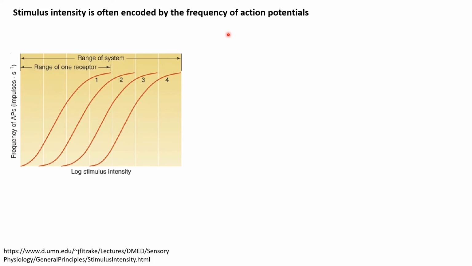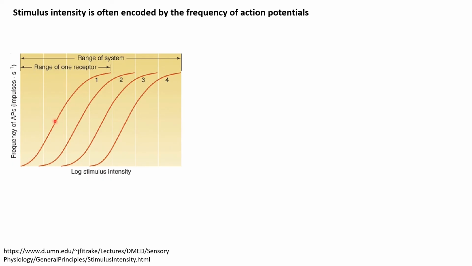So either the sensory neurons or neurons in the subsequent layers can fire more action potentials if the stimulus is stronger. This is not always true and there are exceptions. There may be other ways in which the intensity is encoded, but this is one of the simplest and more common mechanisms. If we look at the frequency of action potentials as a function of the stimulus intensity, so frequency is on the y-axis, intensity is on the x-axis, each of these curves indicates one receptor neuron.